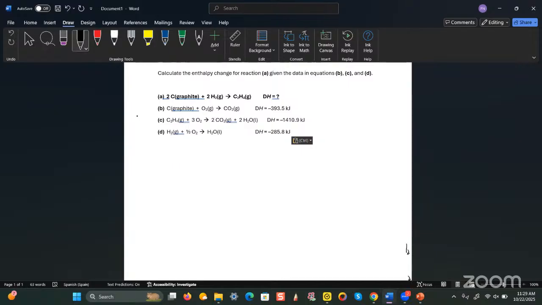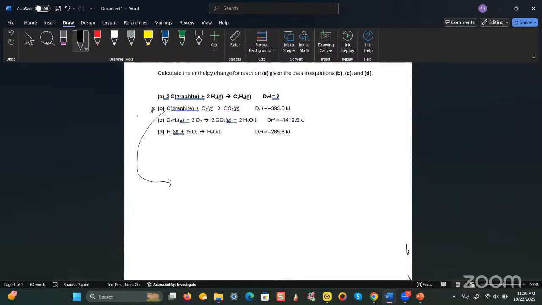So let's start off with this equation right here, right? If you compare this equation to the first equation, you'll notice that you have carbon on the same side of the equation, but you have a coefficient of 2 here, right? So what I would do to this equation here is to get a coefficient of 2 here. That means I'd have to multiply the entire equation by 2. If I do that, that means I have to multiply the enthalpy value here by 2 as well.